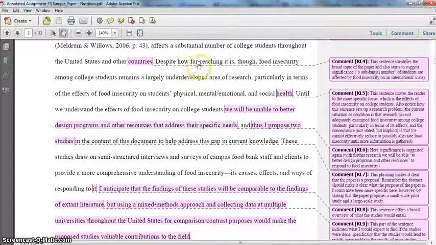Now this next sentence, as I've indicated, continues to focus on that broad topic, and then it also is moving a little bit more into what specifically this paper is going to focus on. It starts to direct us toward the research part, because it indicates that even though a lot of people are affected by food insecurity, a lot of college students, we don't really know that much about this issue, that this is really an underdeveloped area of research, particularly in relation to the effects.